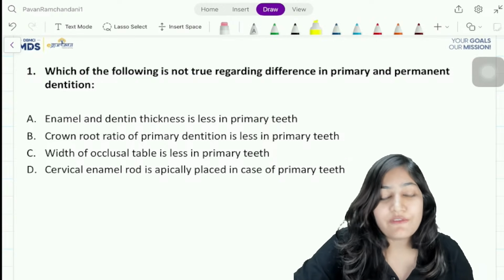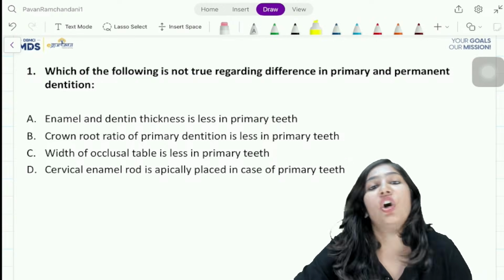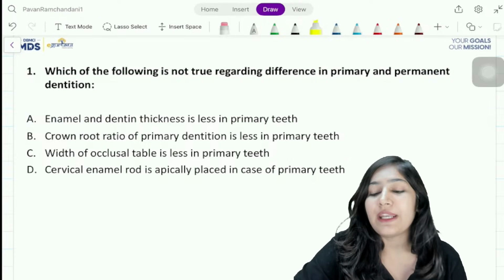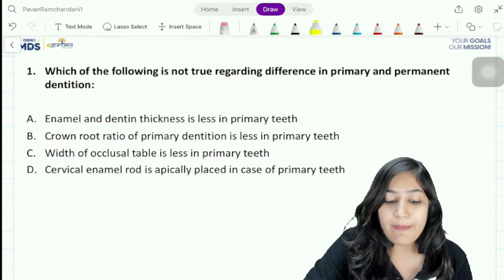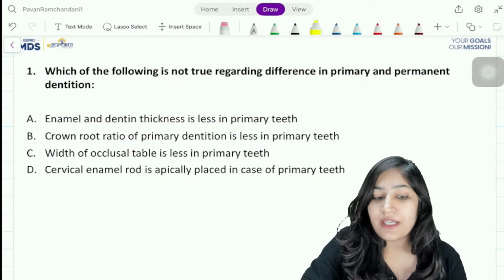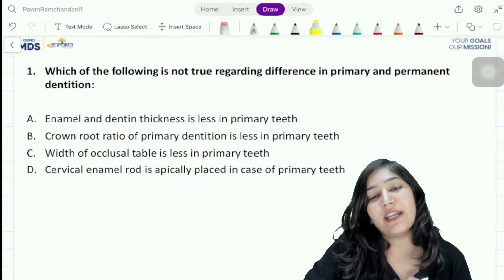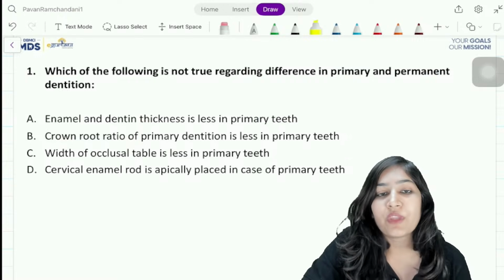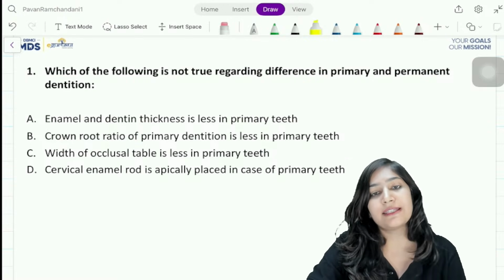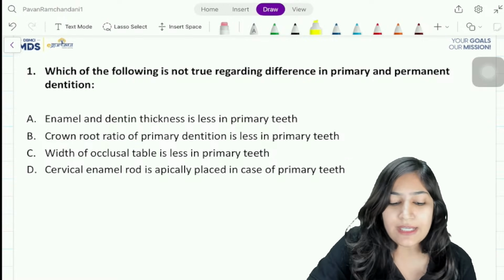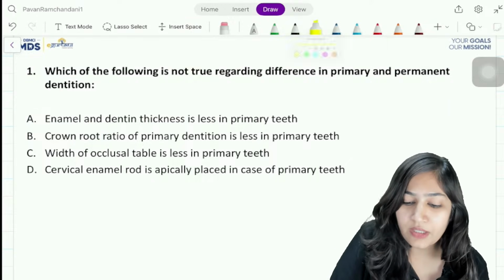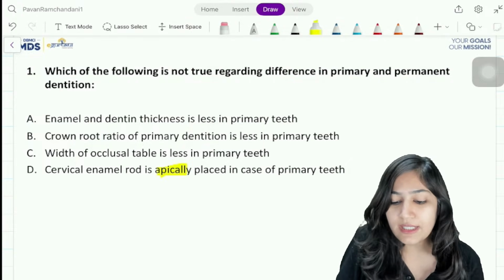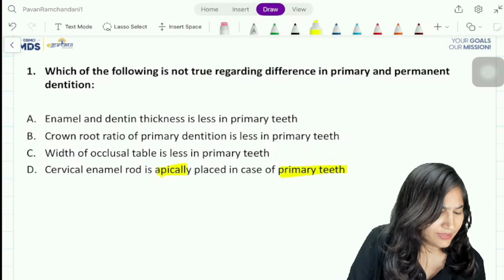So, coming to our first question, which of the following is not true regarding the difference in primary and permanent dentition? Enamel and dentin thickness is less in primary teeth. Crown root ratio is less in primary teeth. Width of the occlusal table is less in the primary teeth. Cervical enamel rod is apically placed in case of primary teeth.